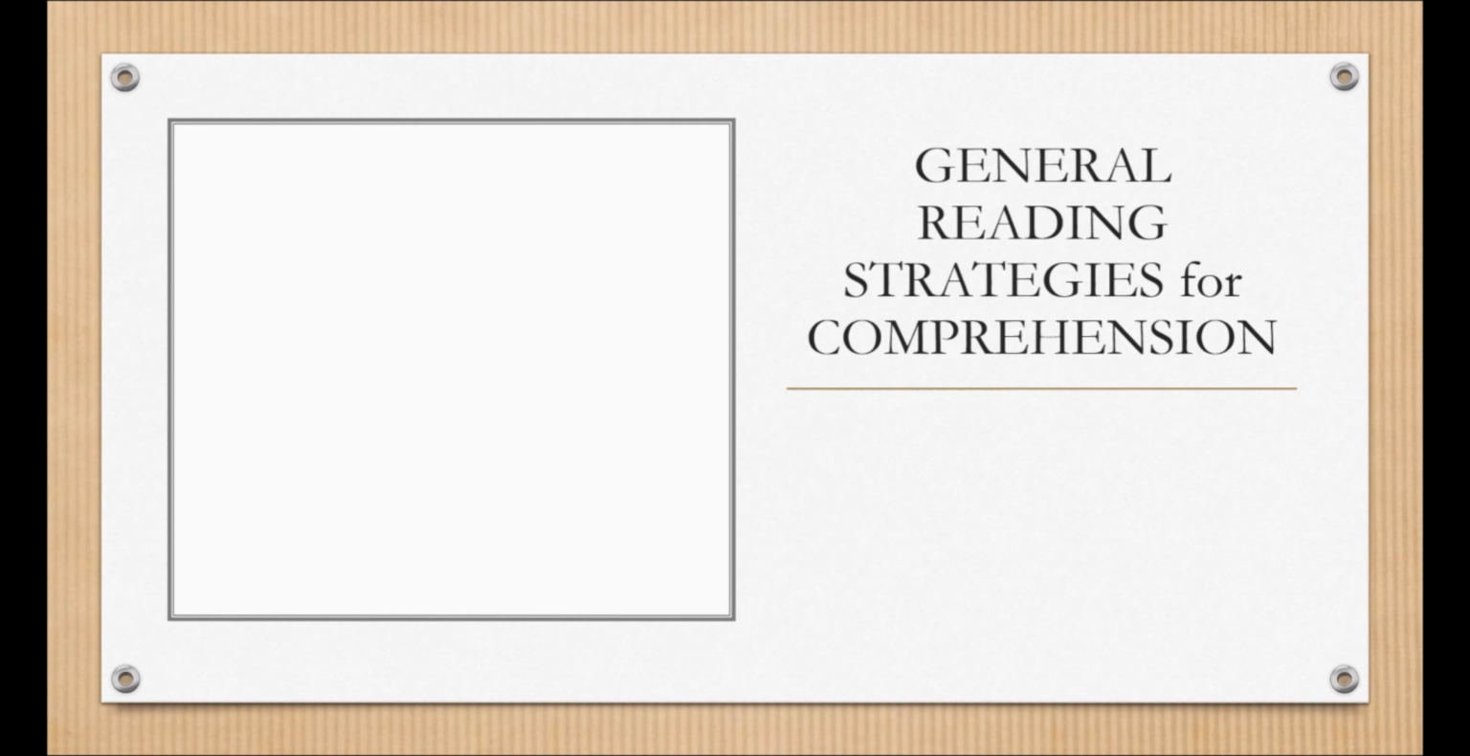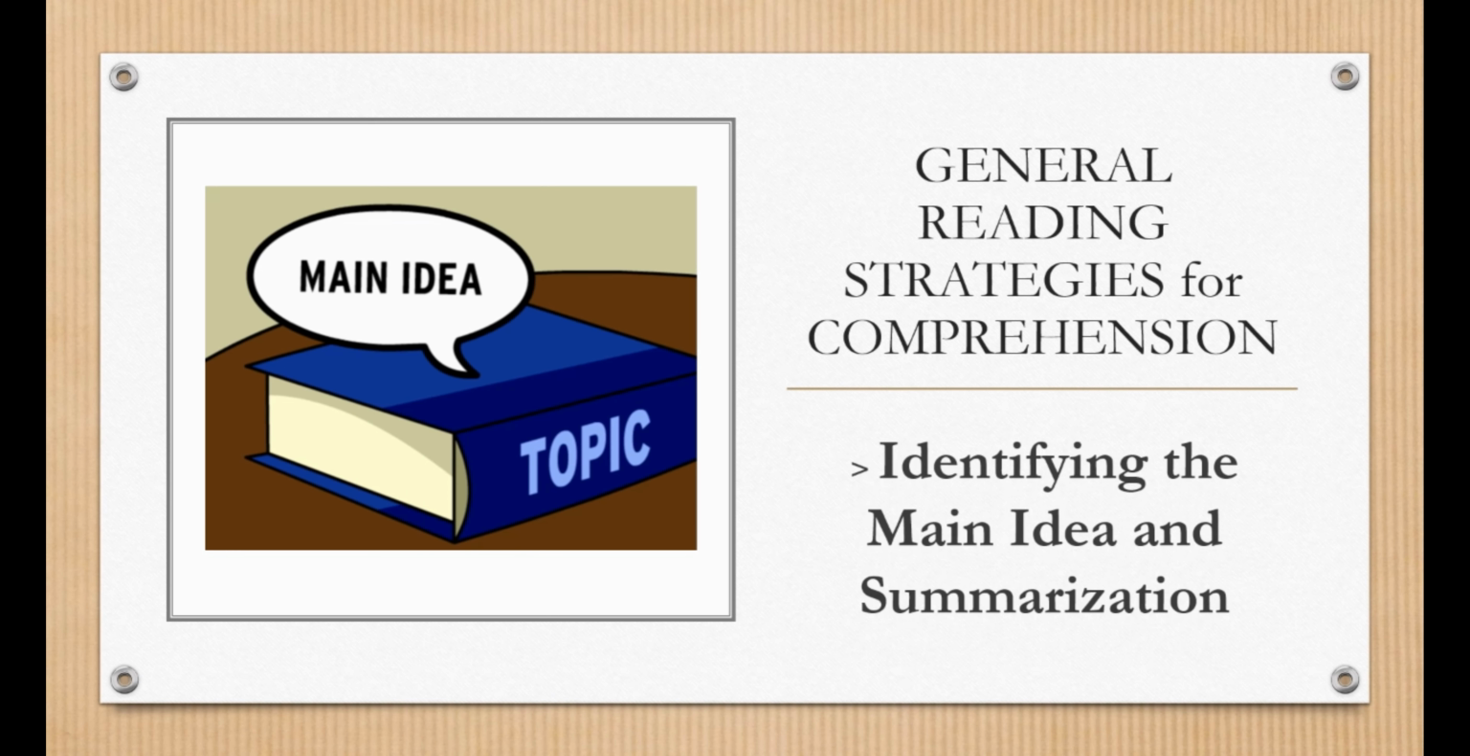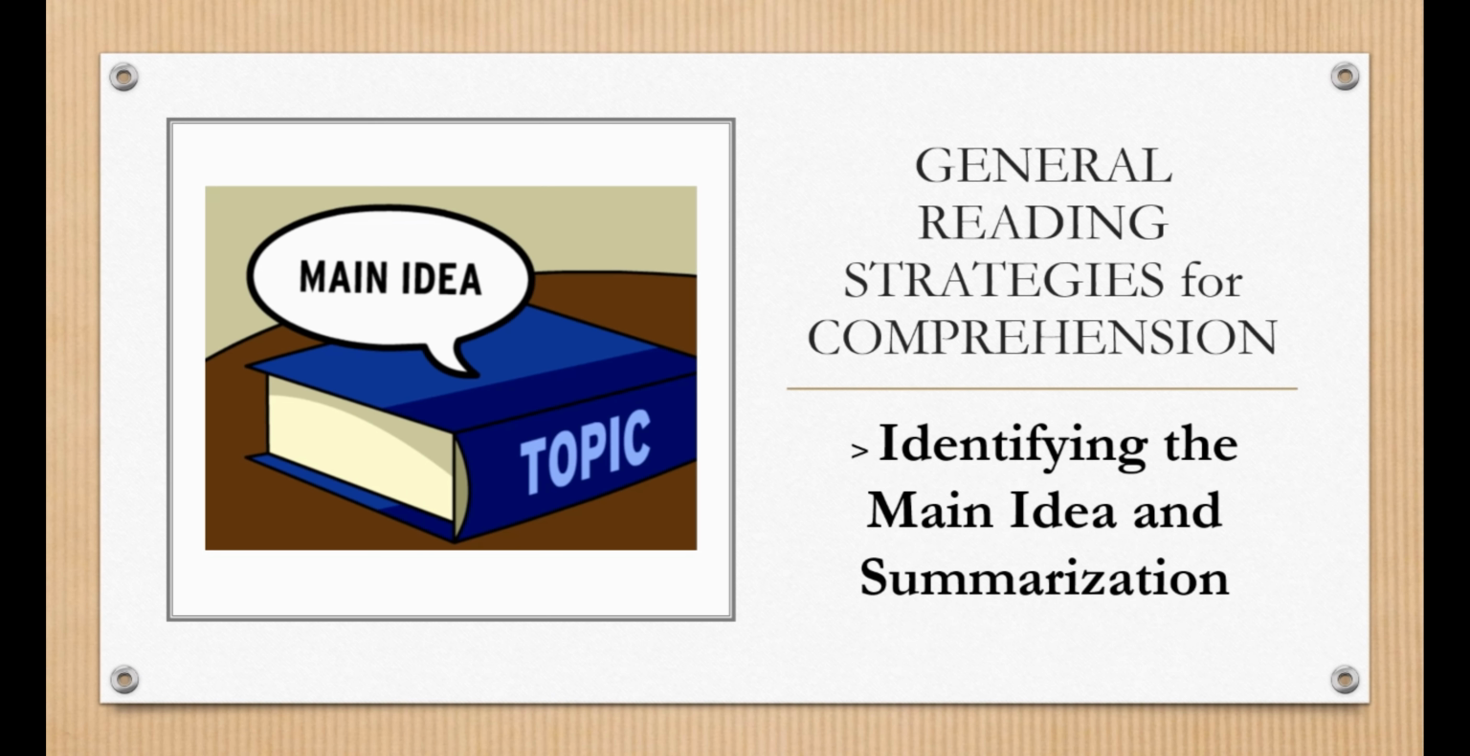Identifying the main idea and summarization. Identifying the main idea and summarizing requires determining what is important and then putting it in your own words. Implicitly in this process, you're trying to understand the author's purpose in writing the text.